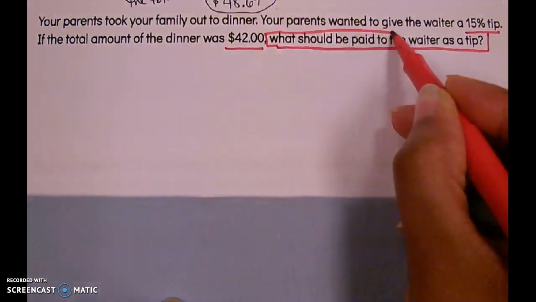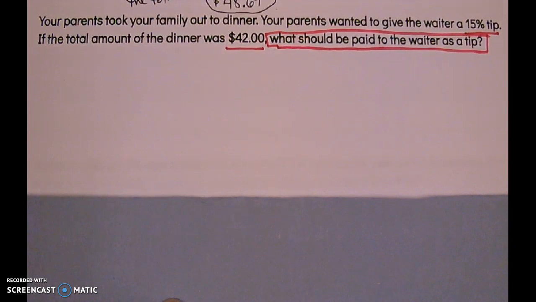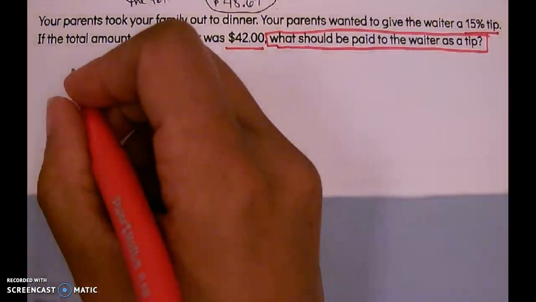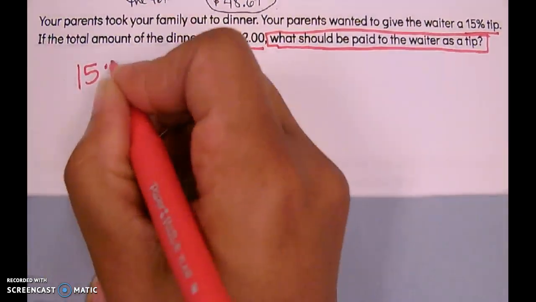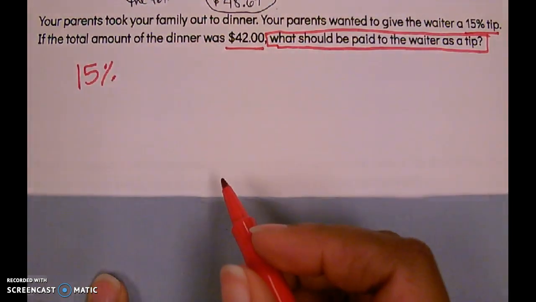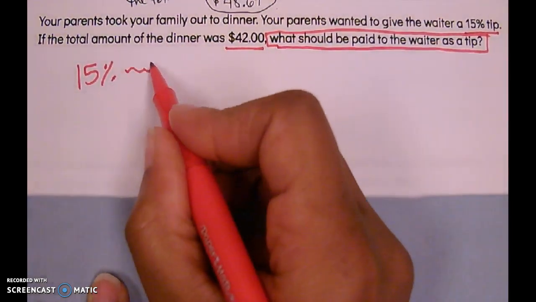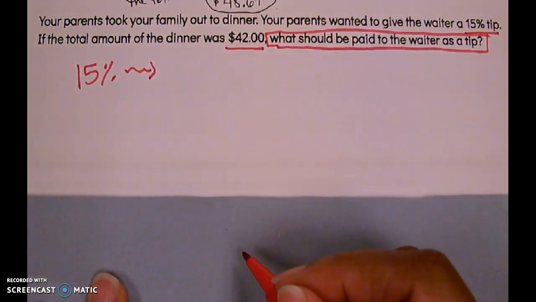That's the question. Now remember, when we're talking about tips in restaurants, a tip is an additional amount that you would give your waiter after you pay for the total dinner. And it's based on a percentage. In this problem, we are dealing with a 15% tip. So the first thing I'm going to do is change that 15% into a decimal. You can go a few steps ahead of me and see if you get it right.